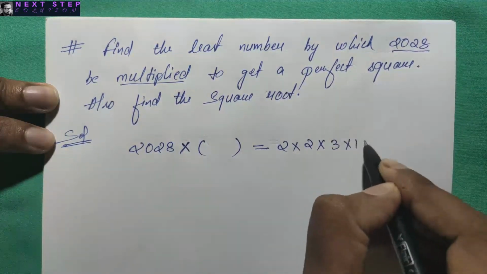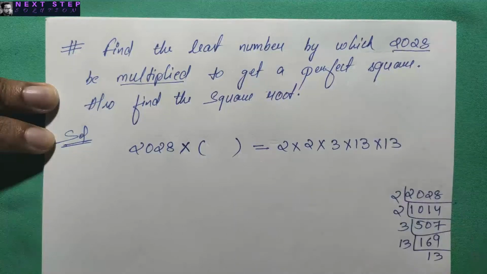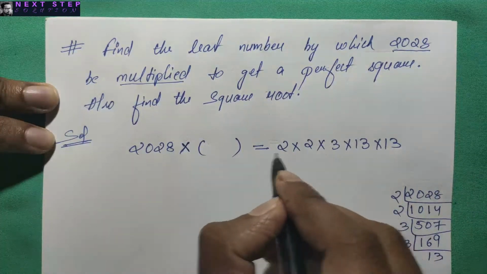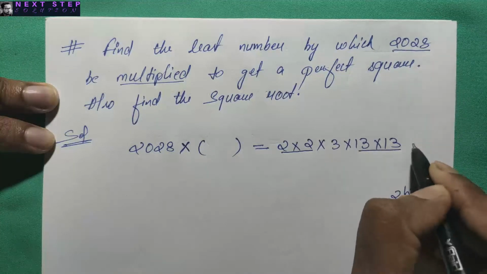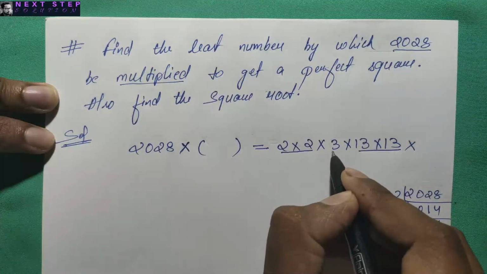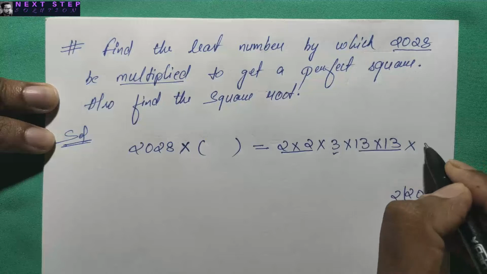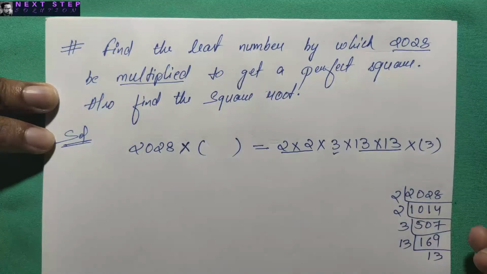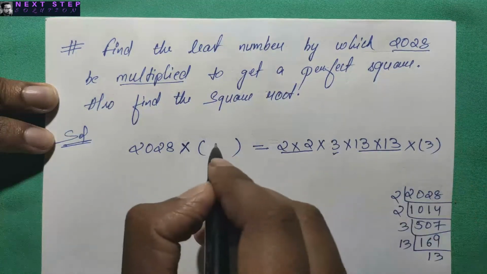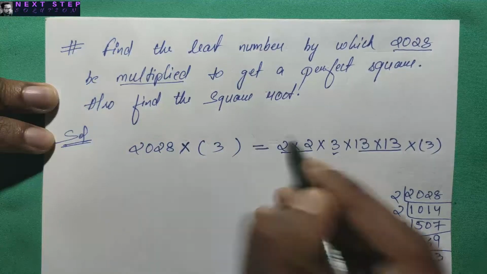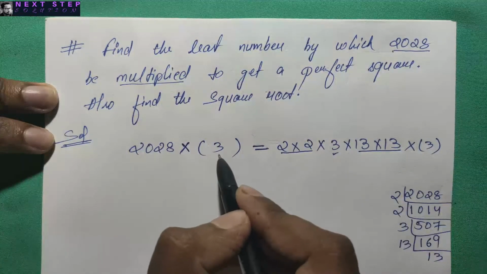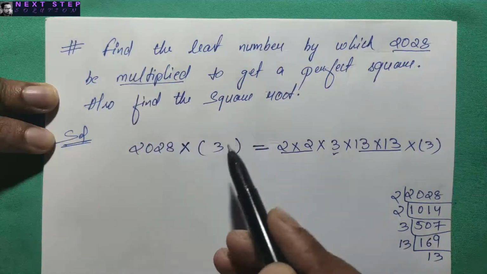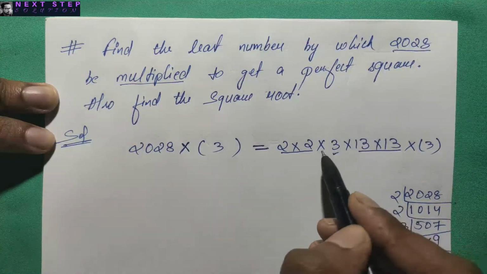If you observe nicely, square means making pairs. We can make a pair of 2. We can make a pair of 13. But we are left out with one 3. We need one more 3 in order to make a pair of 3. Since we are multiplying by 3 here, we have to multiply by 3 on the other side as well, because both sides are equal. So we multiply with 3 to make it a perfect square.